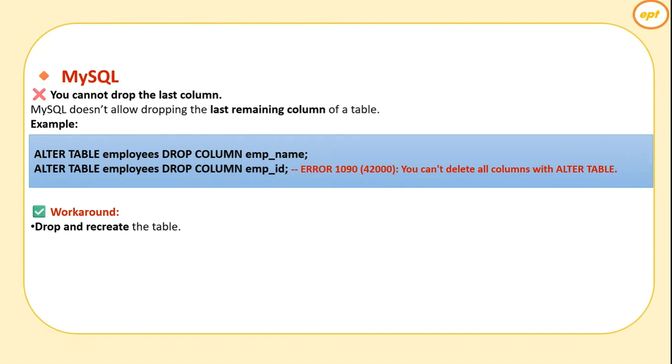Here also, see what kind of error you are getting. Similarly, there are two columns in the table called employee: employee name is one column and another column is employee ID. Now you drop the column employee name and employee ID is remaining. Now you are trying to drop that particular column also. Then what is the MySQL engine telling here? It is throwing an error: Error 1090 (42000), saying you cannot delete all columns with ALTER TABLE. Here also you can do a workaround: take a backup of the table and try to drop the table.